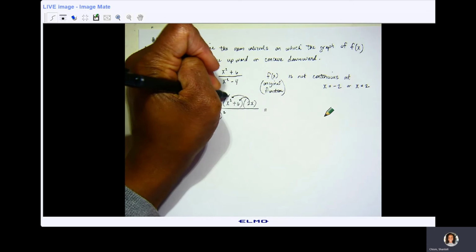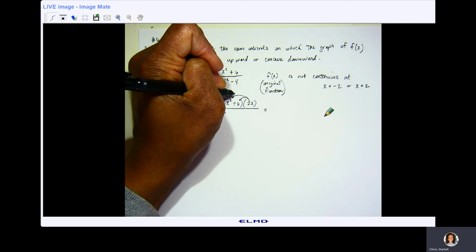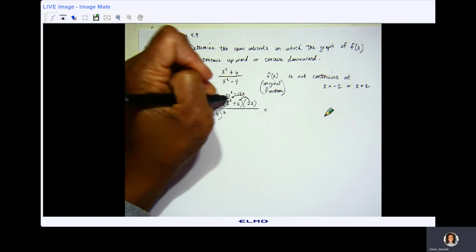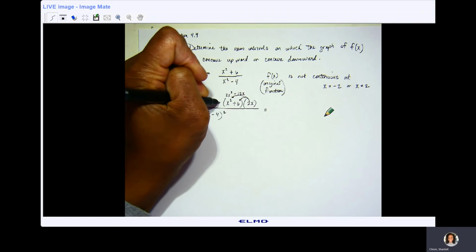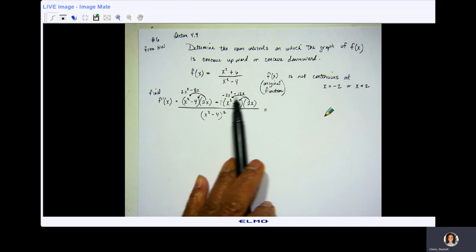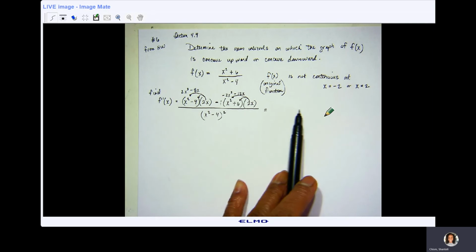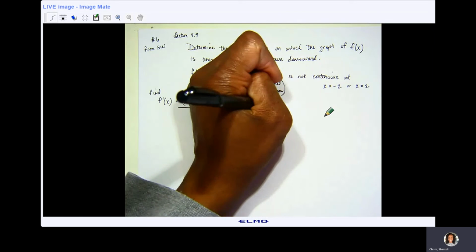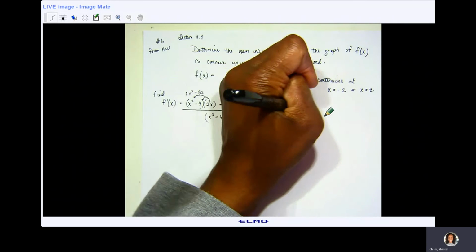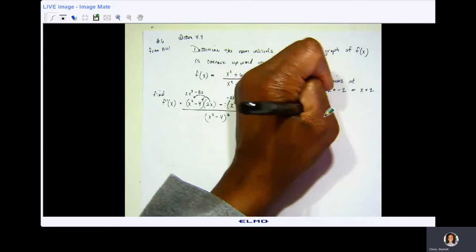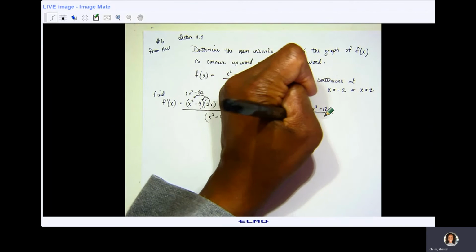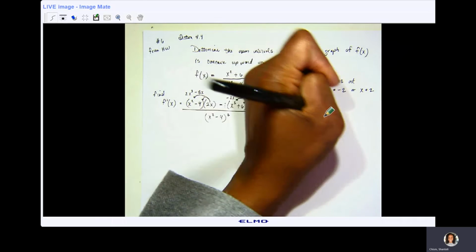This is going to give me 2x cubed minus 12x. And the reason I've got minus here is because I'm taking that minus through. So when I write these terms over here, they're both going to come over as negative. So I've got 2x cubed minus 8x minus 2x cubed minus 12x all over (x squared minus 4) all squared.